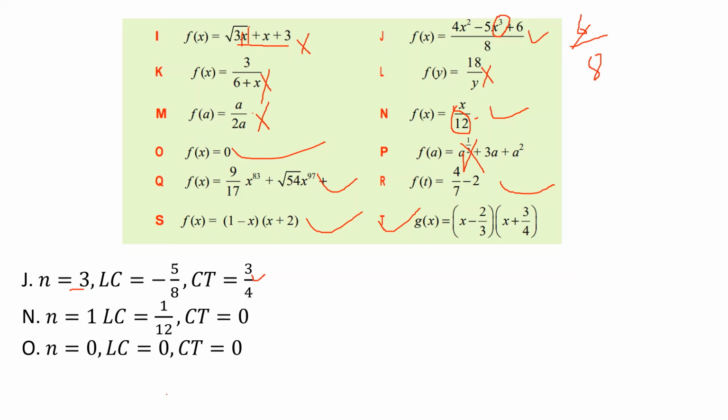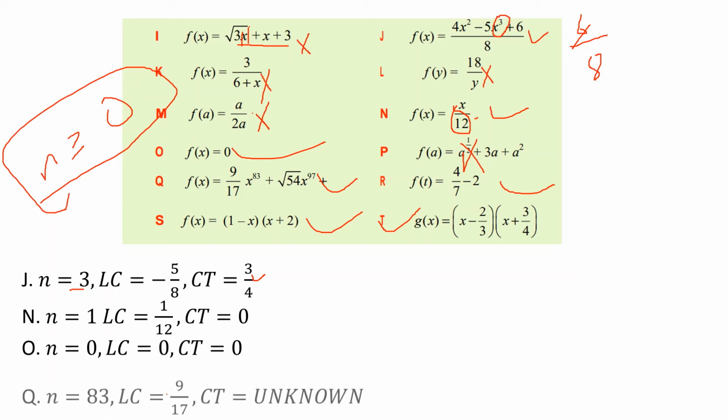Okay, O, when we come to O, f of x is equal to 0, so degree 0, leading coefficient also 0, constant term also 0. This is a constant function, so it is a polynomial function with degree 0, leading coefficient 0, and constant term 0. Don't forget that we have said that in a polynomial function n must be greater than or equal to 0, which is inclusive. So it can be a polynomial function.